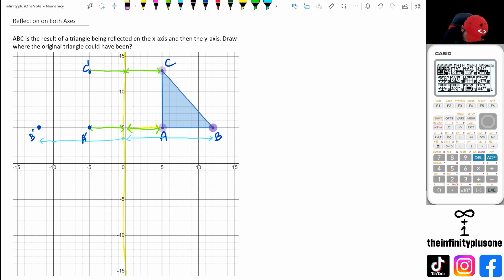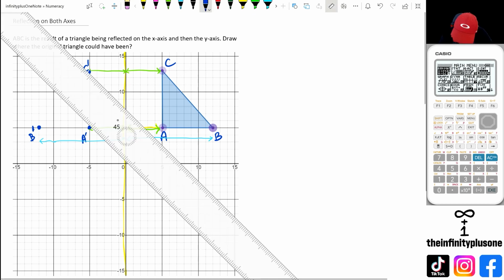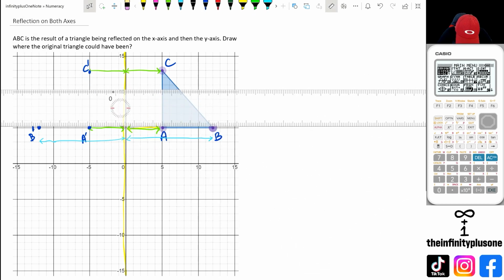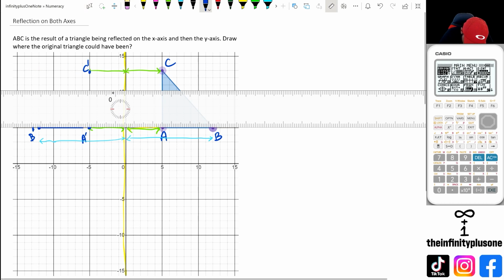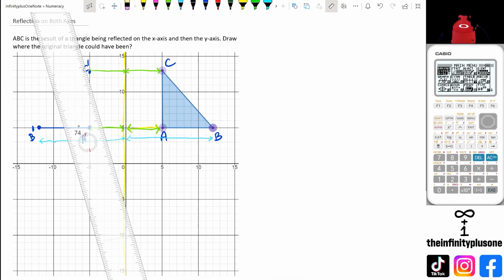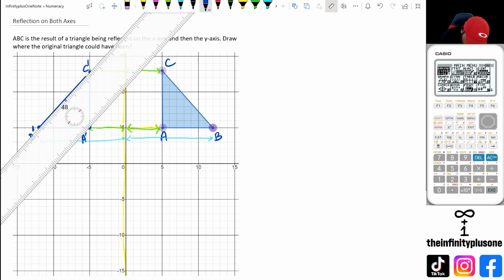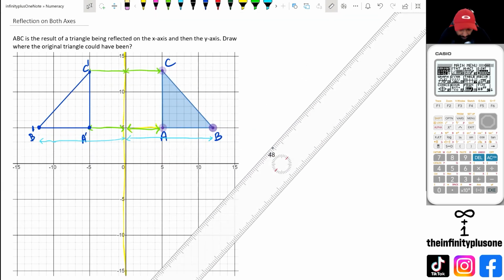Now, once I have that, I can join up these 3 dots here. I'm going to try and use a ruler. Never have fun with using rulers in this particular software, but here we go. And finally, I'm going to join B dash with C dash. So there is the triangle that's reflected along the y-axis. Now, remember this was actually reflected from the x-axis and then onto the y-axis.